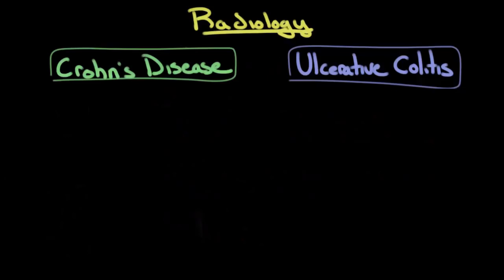Now, a number of radiographic studies can be performed to aid in the diagnosis of Crohn's disease and ulcerative colitis, including CT and MRI. However, one of the studies that's used is something known as a barium enema. Now, barium is a contrast dye that is inserted through the rectum into the intestines, and as it fills up the intestinal lumen, an X-ray is taken to look at the abdominal cavity.